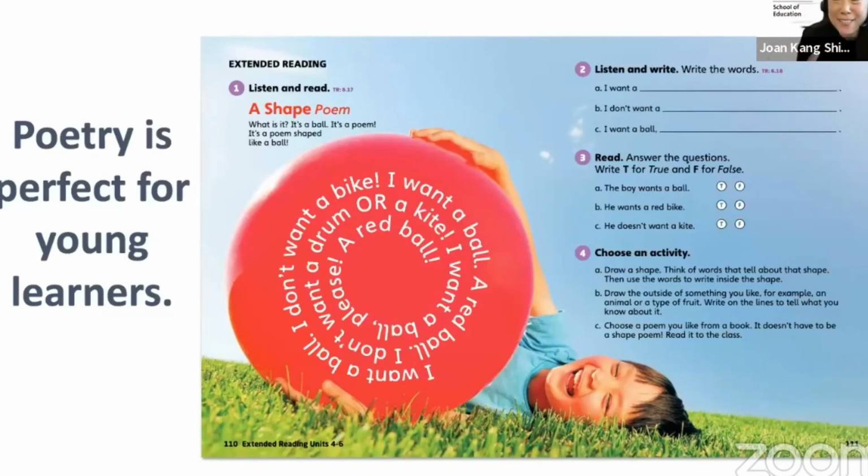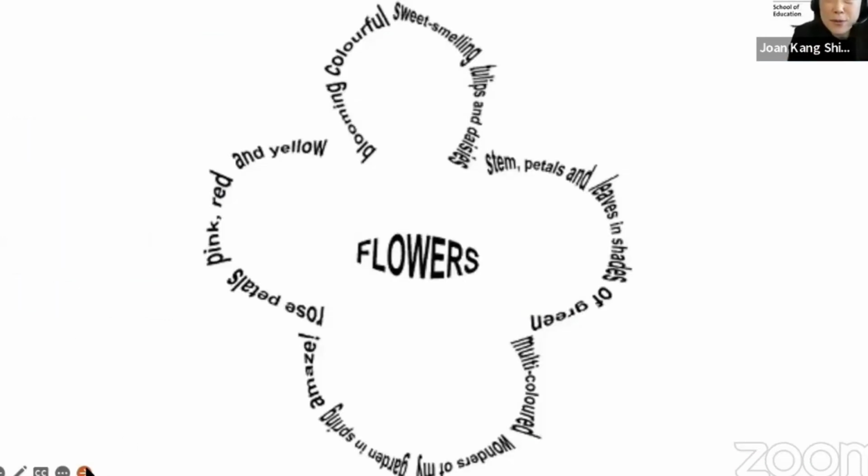Notice simple language that the students are using, right, that they've learned for this unit, and then they can create a poem. So even older learners can really enjoy making a poem. This is obviously a shape poem of a flower. And it starts here at rose petals, pink, red, and yellow, blooming, colorful, sweet-smelling tulips and daisies, stem, petals, and leaves, and shades of green, multicolored wonders of my garden and spring amaze. All right, how do you like that?